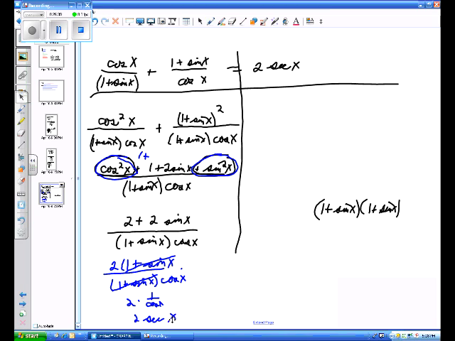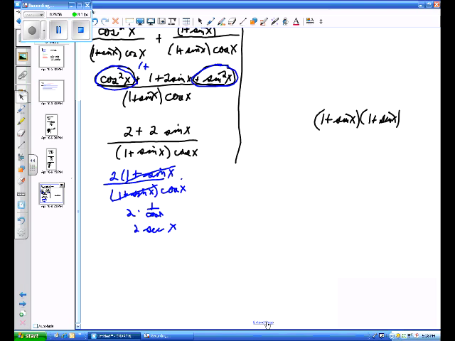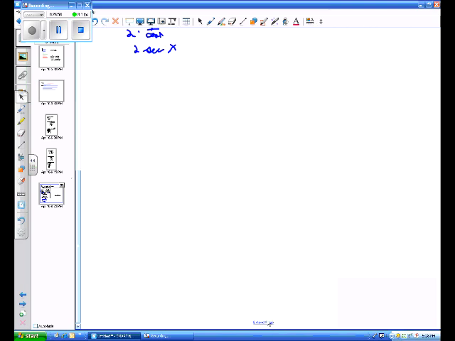So in this one I had to do some operations. I had to get common denominators, make equivalent fractions. I had to use a Pythagorean identity right here. And I had to do some factoring. A lot of that is just algebra. Okay, let's look at this one.